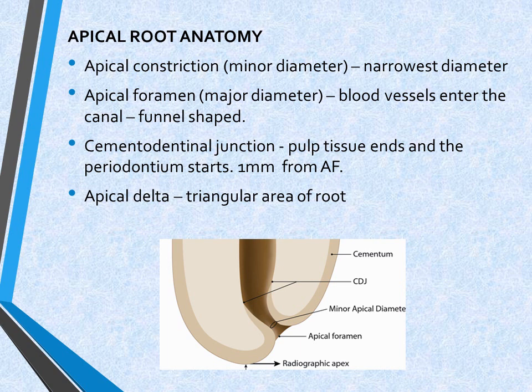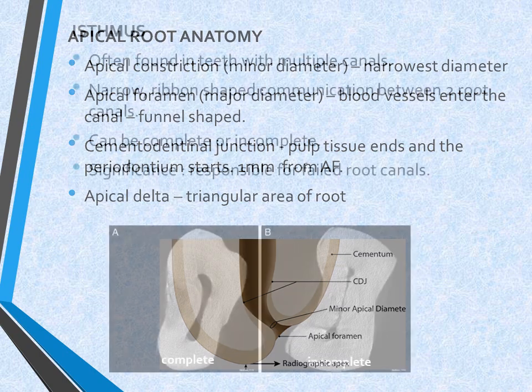Your root canal should end technically at the minor apical constriction. That is your minor apical diameter at the apical constriction. If you violate the apical constriction, then you lose your tug back effect, which I'm sure you all are feeling when you are doing your preclinicals. The cemento-dentinal junction is the area where the pulp ends and the periodontium starts. It is generally 1 mm from the apical foramen. And an apical delta is seen as a triangular area of the root. You can probably appreciate it better in radiographs when you are entering the clinics.